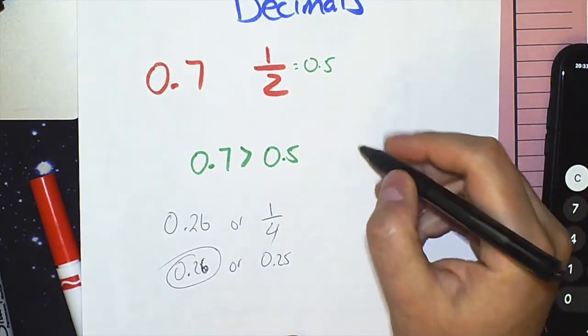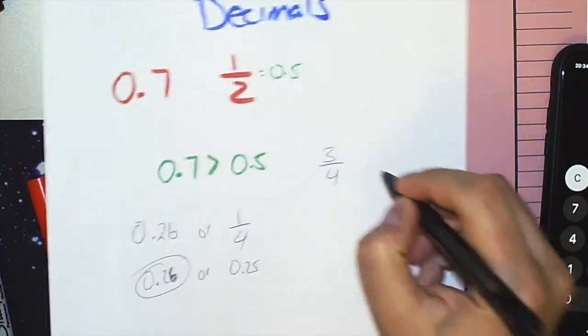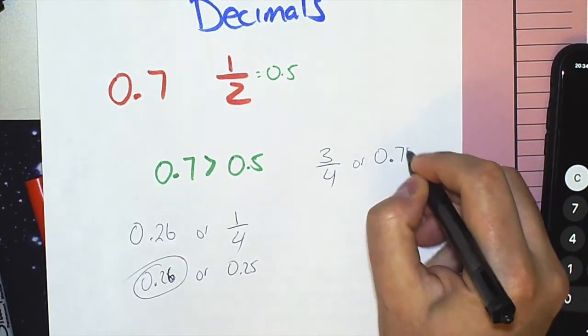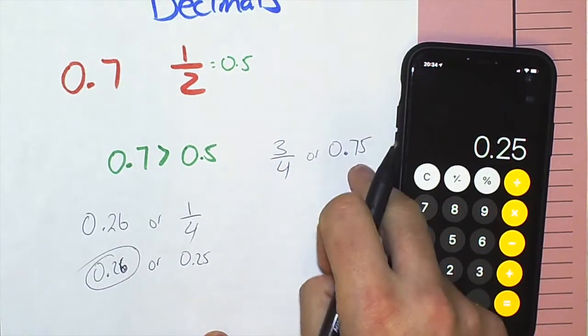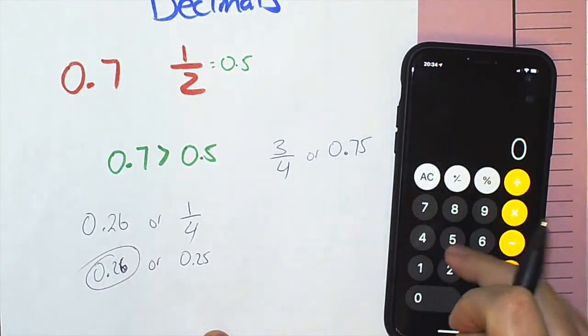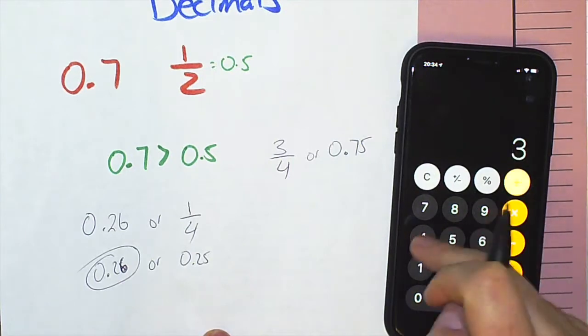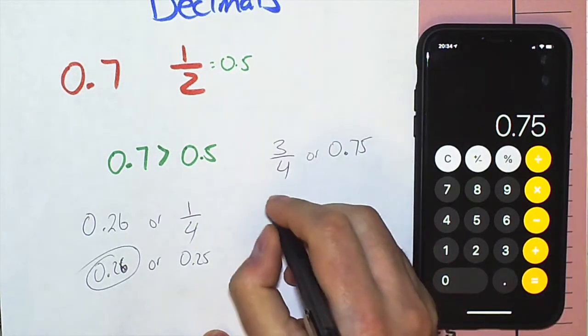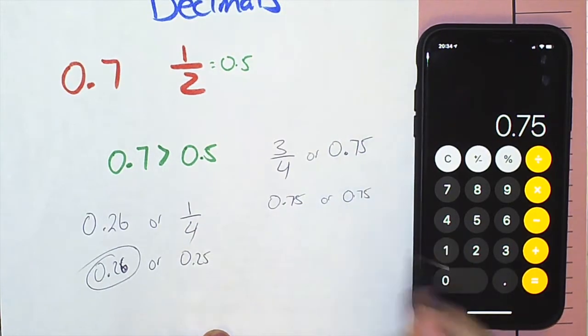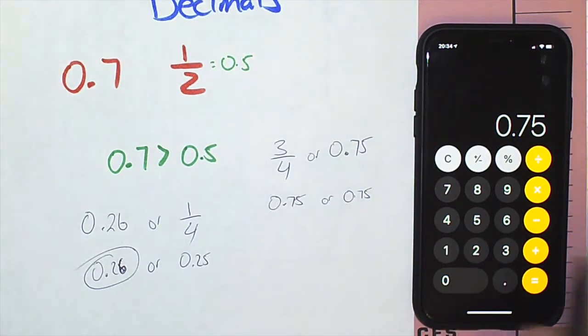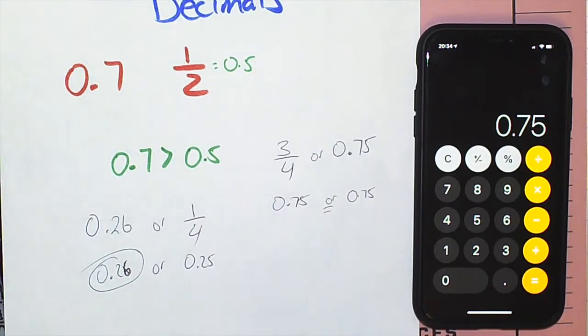So here's another example, 3/4 or 0.75. They are different. One's in fraction form, one's in decimal form. So we need to make them both the same. So 3 divided by 4 is 0.75. So it's asking you which is bigger, 0.75 or 0.75. In this case, they're equal. So we don't have to do anything.